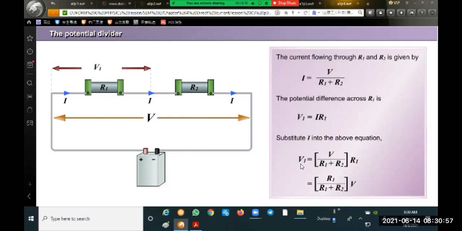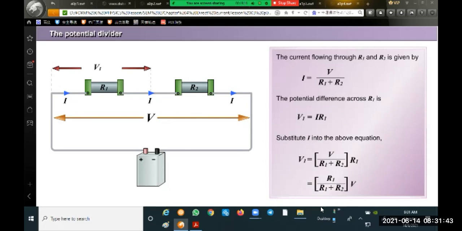Why do we use this formula to find V1? Because V1 is equal to R1 over R1 plus R2 times V. If I want to find V2, it is R2 over R1 plus R2 times V. The reason we use this type of formula is the concept of ratio. Because V total, the V, is equal to V1 plus V2. In series connection, the voltage is divided according to the ratio of the resistances.